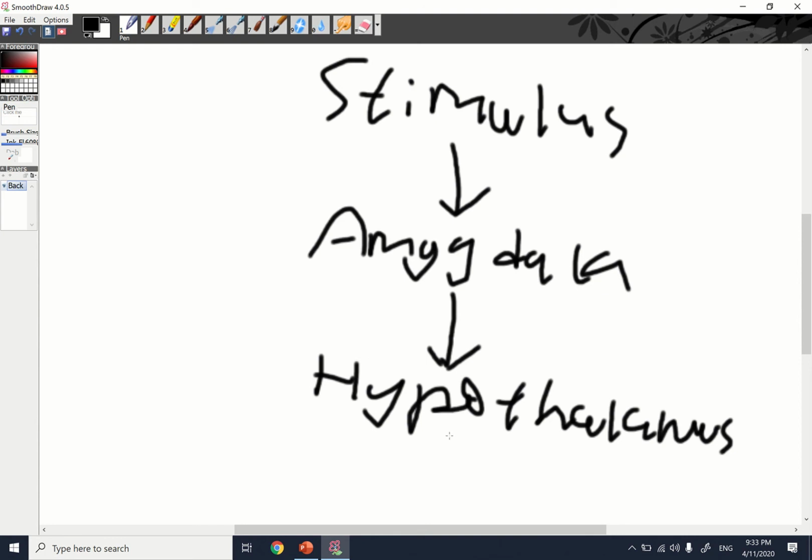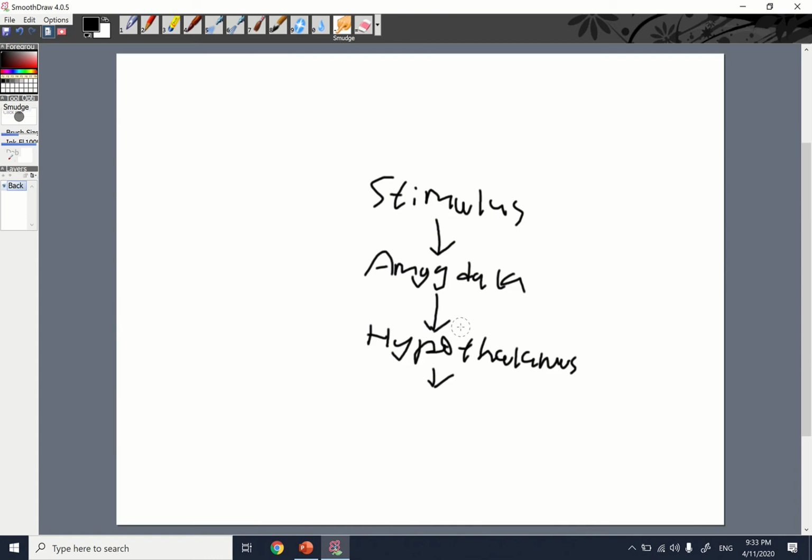And this goes down to the adrenal gland. I don't have much space here. Zoom out a bit. Adrenal gland. All right. And the adrenal gland will then release the adrenaline into the blood.